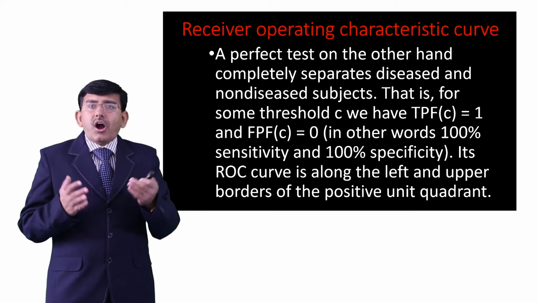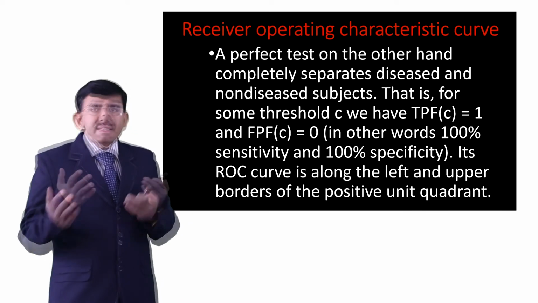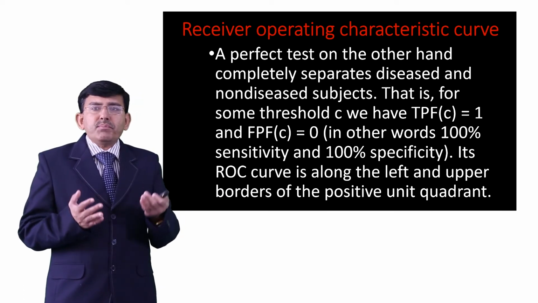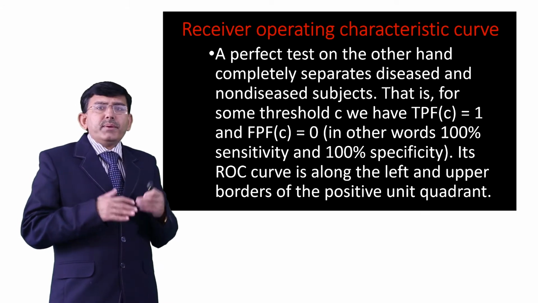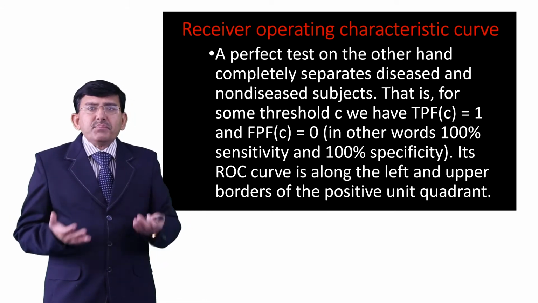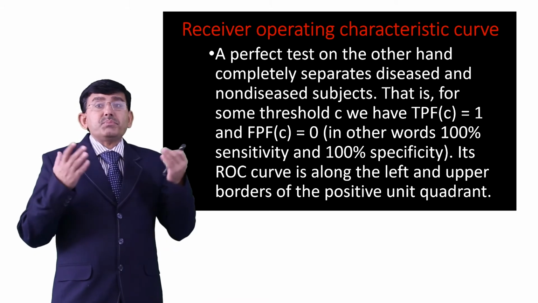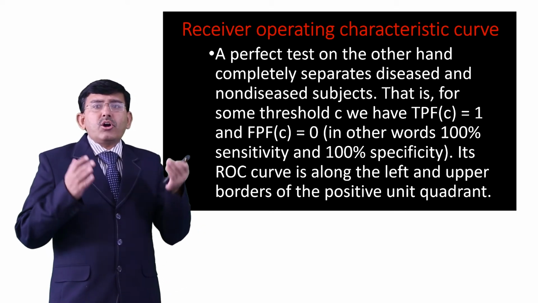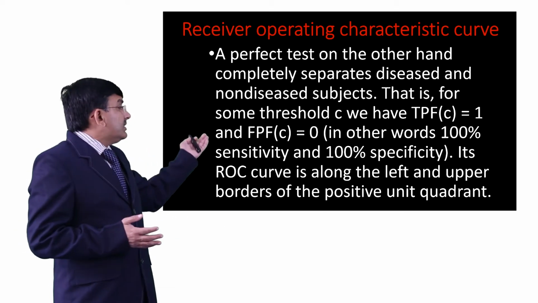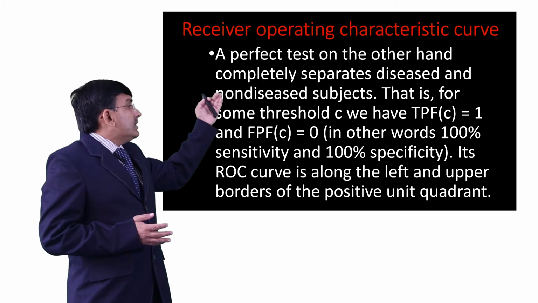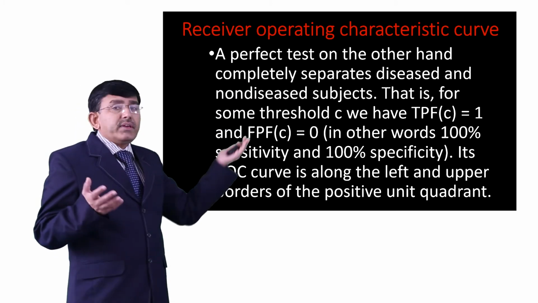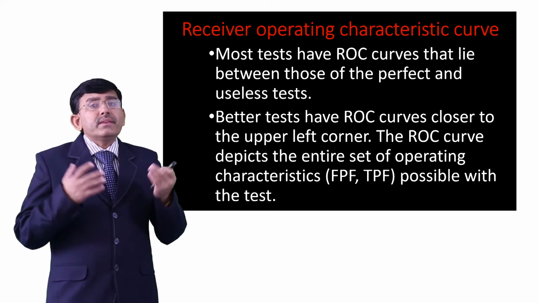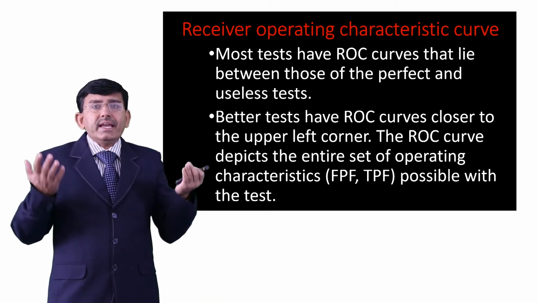A perfect test, on the other hand, completely separates disease and non-disease subjects. That is, for some threshold C, we have TPF(C) equal to 1 and FPF(C) equal to 0. In other words, 100% sensitivity and 100% specificity. Its ROC curve is along the left and upper border of the positive unit quadrant. If we get such a standard ROC curve, we have a very good test, which can be generalized for testing, verification, grading, etc.